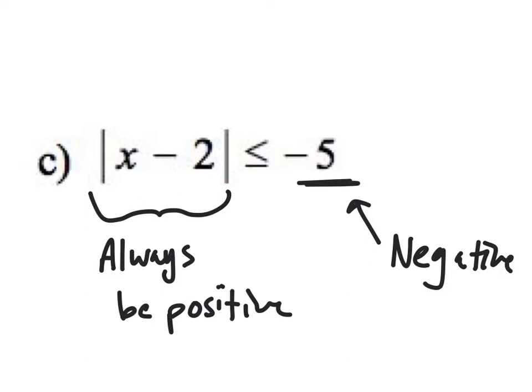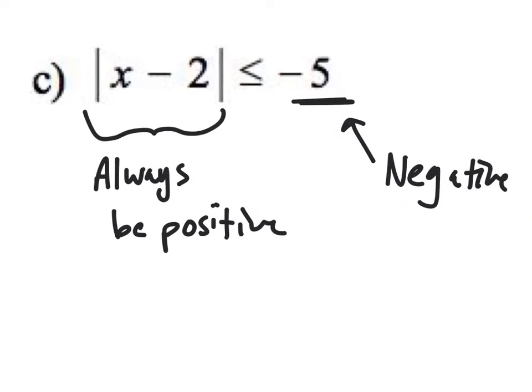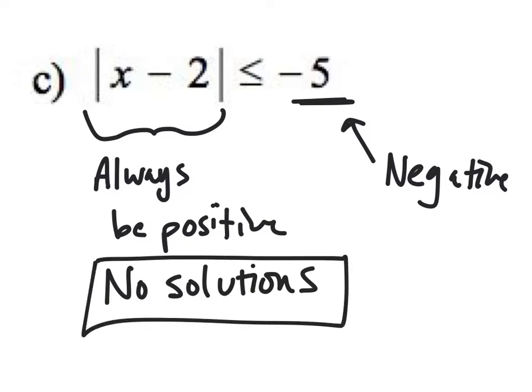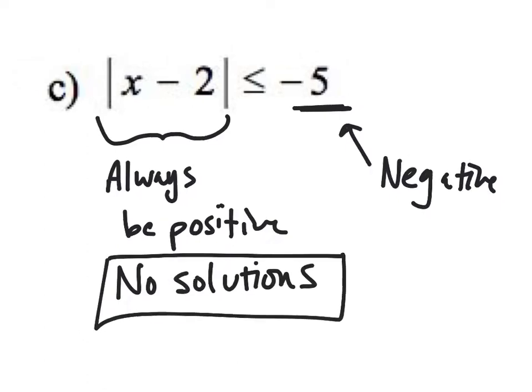That doesn't make sense. So here's what I've got. There are no solutions to this problem, because in this case, you've got an absolute value symbol. It's always going to be positive. A positive number is never going to be smaller than a negative number. So this is not true. You can't make any claim here, and there are just no solutions.